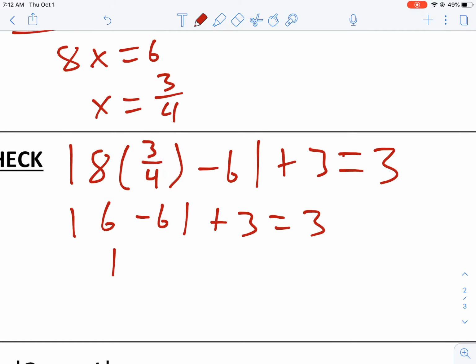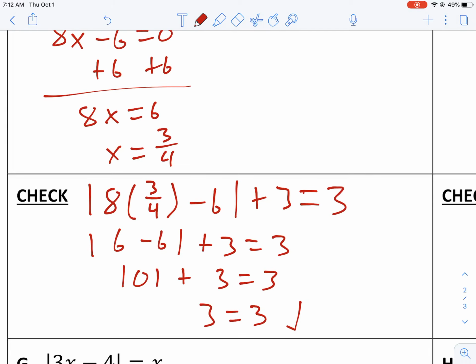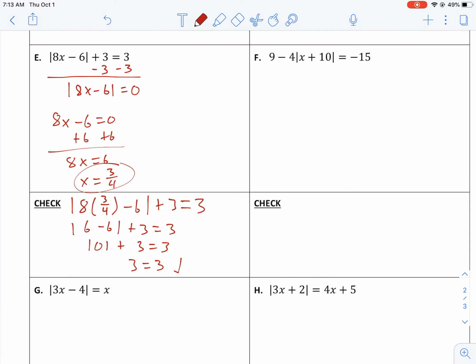6 minus 6 is 0, so this is the absolute value of 0 plus 3 equals 3. Now the absolute value of 0 is just 0, so that goes away, so we just get 3 equals 3. So we did it correctly, all right? So the other beneficial thing of checking for extraneous solutions is that you know if you did it right or not. So x equals 3/4.